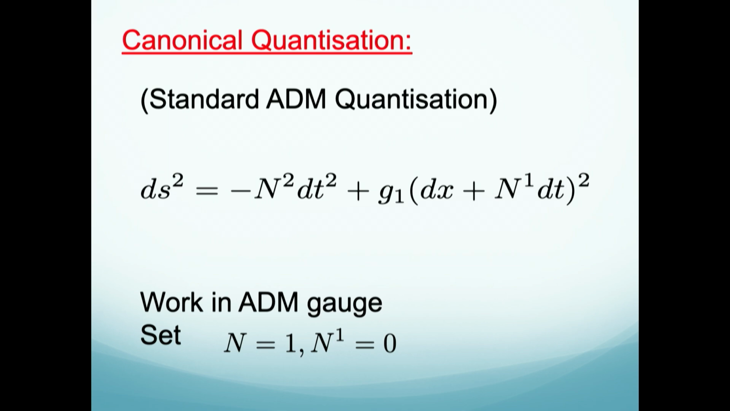Okay, let's turn to canonical quantization. I'll do very standard ADM quantization. N is the lapse function, N1 is the shift function. We'll work in a gauge where the lapse function is 1, the shift function is 0.